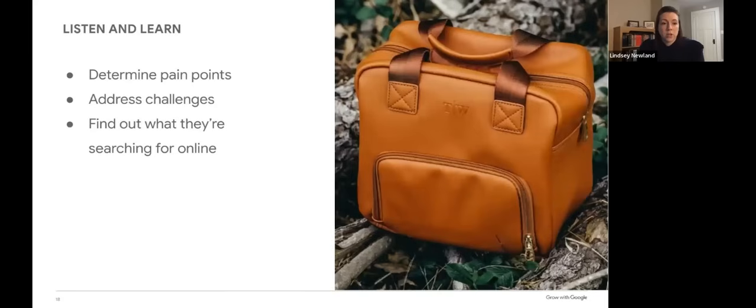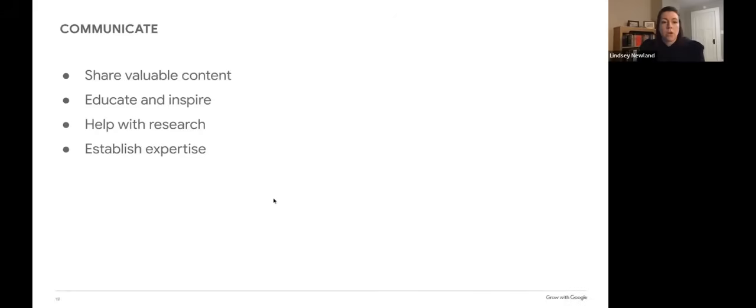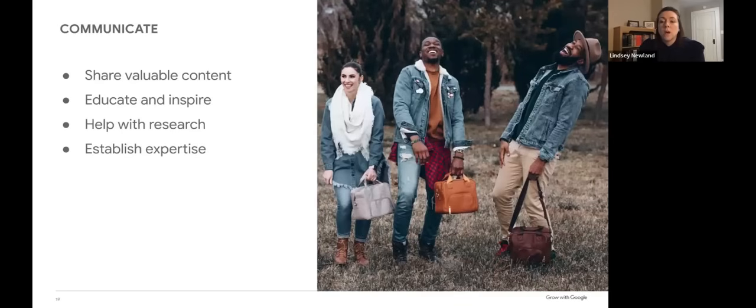When you're communicating with your customers, you are sharing valuable content. What you're doing here is furthering that conversation. You're helping them consider you, and maybe even shortening that cycle of consideration and getting them over into conversion. When you're able to educate and inspire someone, there's a little bit of a law of reciprocity. When you offer something for free, people are more likely to feel obligated to circle back around and purchase from you or pay you for that advice that you gave.